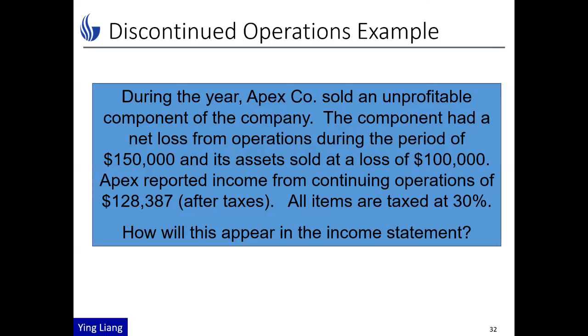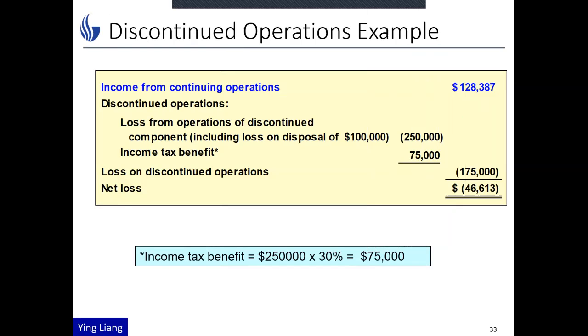Apex reported income from continuing operations. So the first line is 128,387. This is after taxes. All items are taxed at 30%. So how will this appear in the income statement? This is how it looks like. We started from this income from continuing operations, just like what Google did. And this is the amount net of the related income taxes expense.